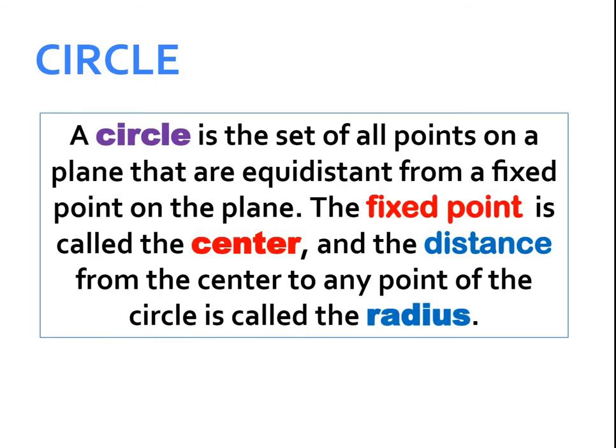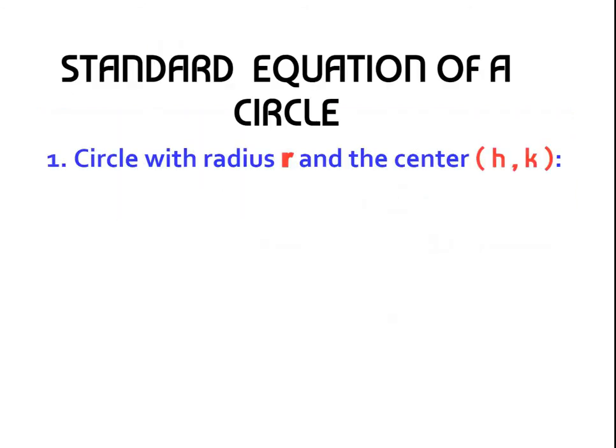Let's proceed with the first one, circle. A circle is defined as the set of all points on the plane that are equidistant from a fixed point on the plane. The fixed point is called the center, and the distance from the center to any point of the circle is called the radius. So there is a standard equation of a circle.